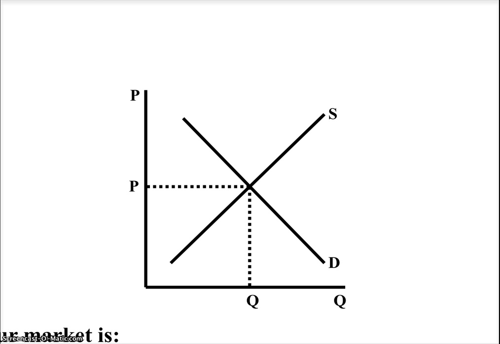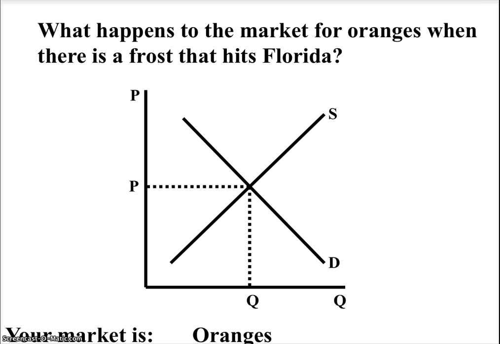Now let's go ahead and look at a scenario here. So our market is going to be oranges, and here you can see we have a typical supply and demand graph for oranges. So our price is going to be on our y-axis. On our x-axis, you're going to have quantity. You're going to have your downward sloping demand curve, your upward sloping supply curve. And where they intersect, you're going to have your equilibrium price and your equilibrium quantity. So our scenario here is what happens to the market for oranges when there is a frost that hits Florida.